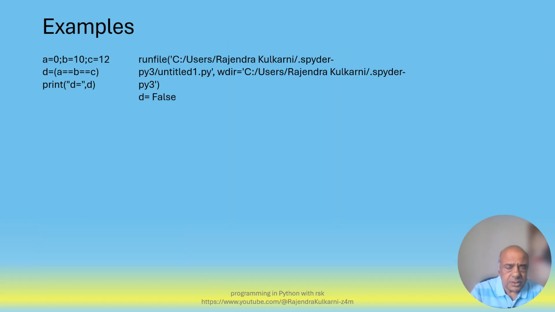Here are small examples which I executed on Python's IDLE available with me. A is equal to 0, b is equal to 10, c is equal to 12, d is equal to a equal to b equal to c. Naturally it will be false, and a false value will be assigned to d by this expression. Similarly, when all three are equal, then d will be assigned the value true.